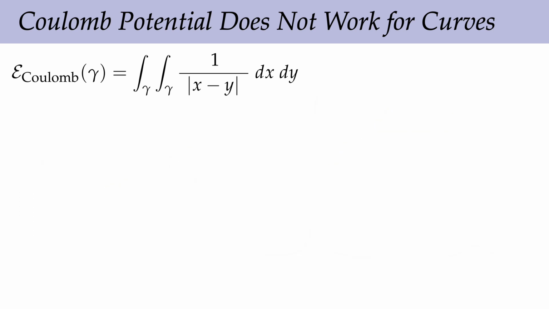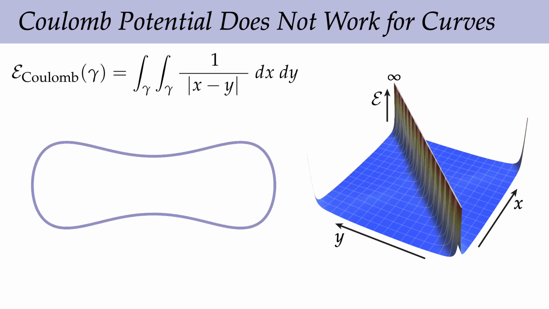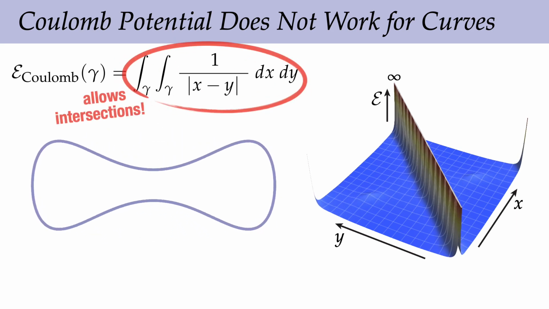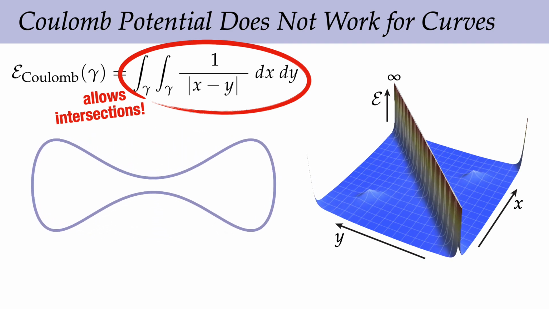We can also plot the contributions of all pairs of points x and y simultaneously, and notice again that the near intersection is just a tiny little bump in the overall integrand. What's worse is that the Coulomb energy is not even repulsive. It can integrate to a finite value even if there's an intersection.